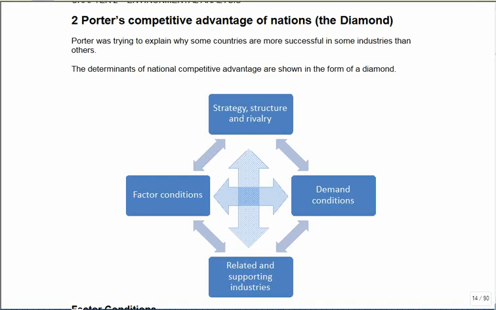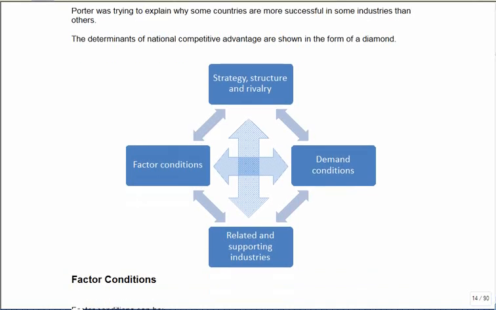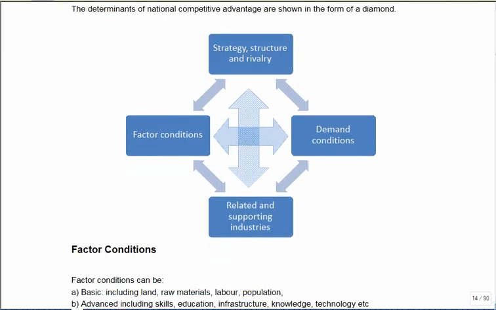It must be because certain countries, certain nations have an advantage in certain industries, hence the competitive advantage of nations. The diagram given is in the shape of a diamond, so this is also referred to as Porter's diamond. And the diagram shows us that there are 4 interrelated factors that help explain why you get these clusters.